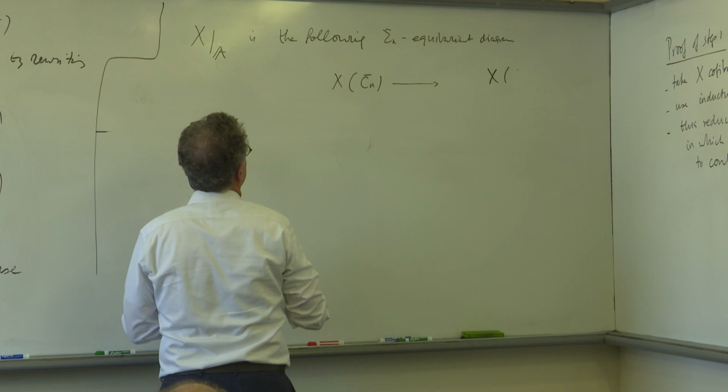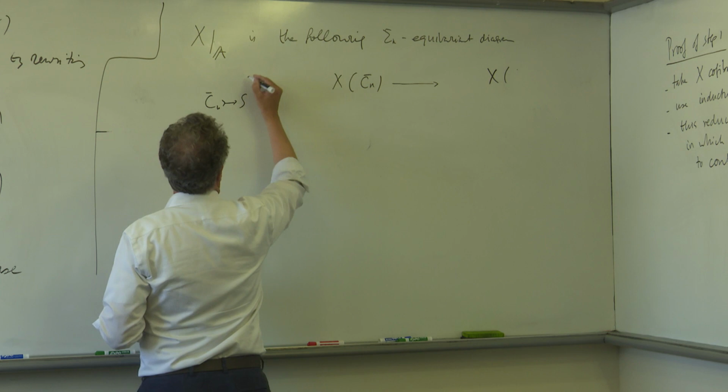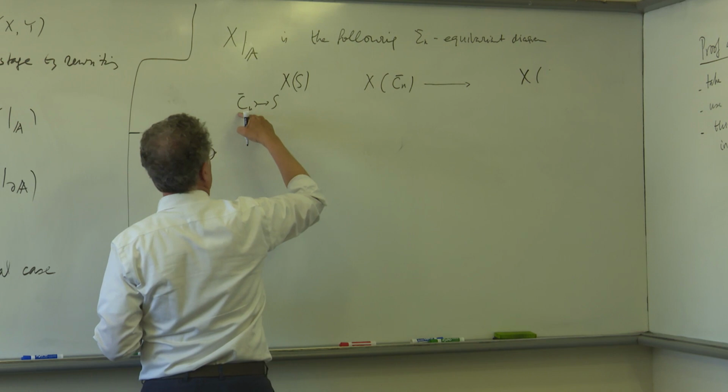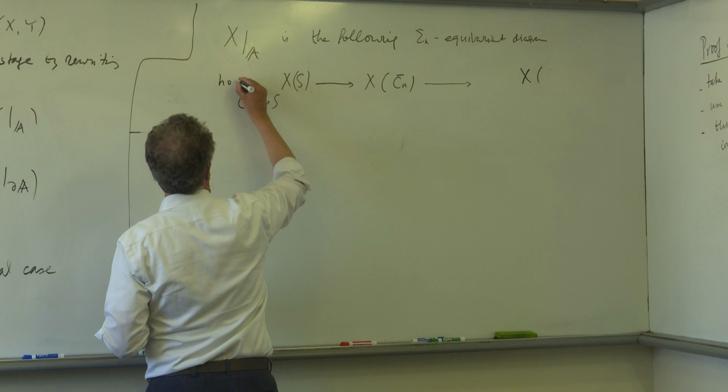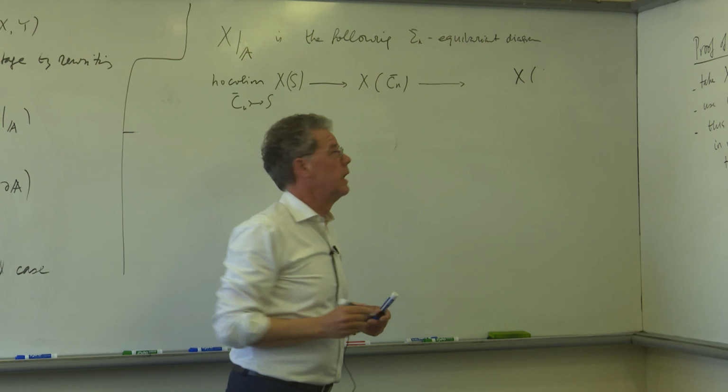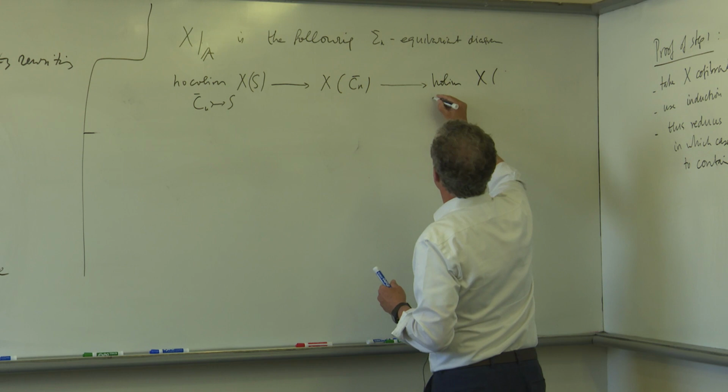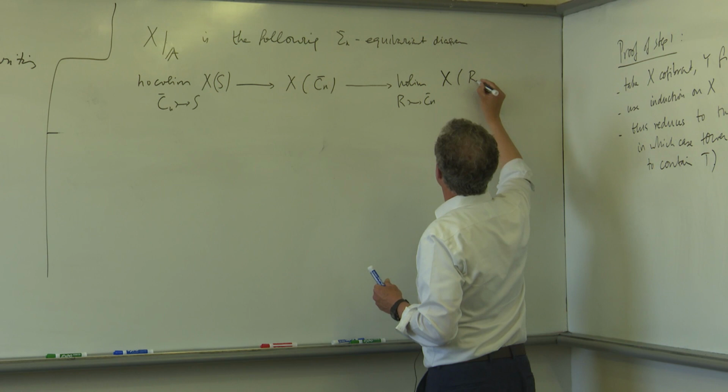So if you have a map from Cn to S, and you have a point in X of S, you can restrict it, because it's a presheaf, to get into X of Cn. So you get a map from the homotopy colimit, or the colimit, like this, into X of Cn. And here you have the homotopy limit over, let's say, R to Cn of X of R. So you have a diagram like this.